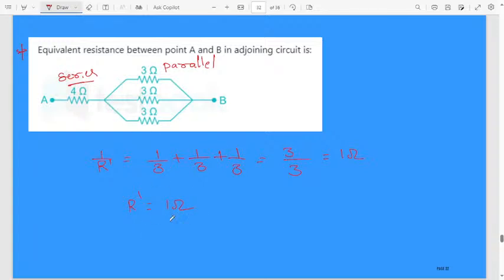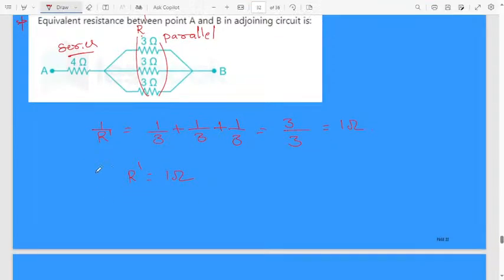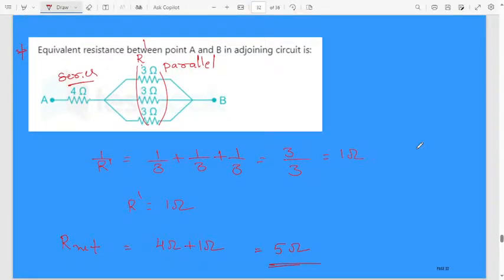Then this full part I can replace as R dash after solving. This R dash and this 4 ohm are connected in series, so what is the net resistance? It will be 4 ohm plus 1 ohm, connected in series. Then the total net resistance will be 5 ohm. They will give different options in the exam. Don't neglect this problem. This type of problem they will ask.